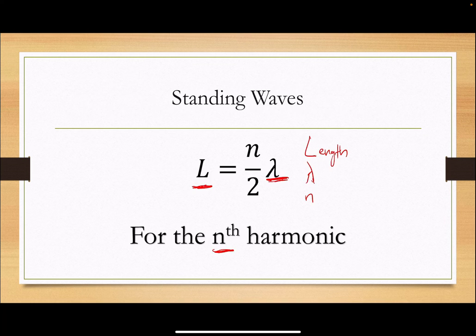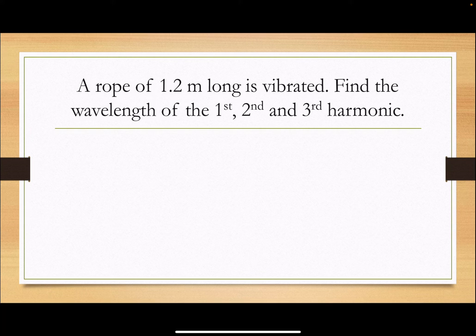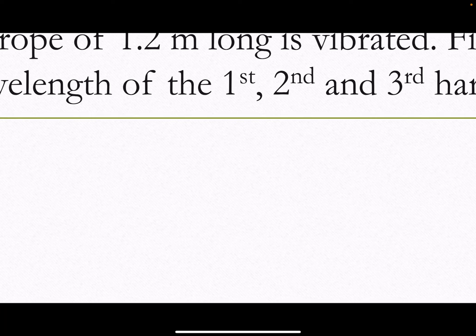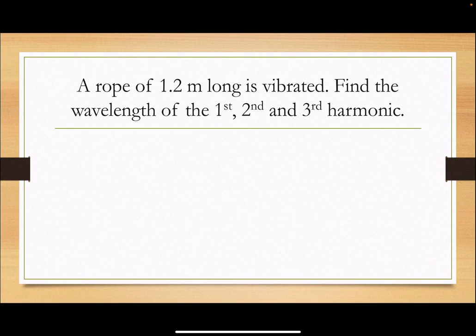So let's really do an example to try to explain that better. If we have a rope of 1.2 meters long that is vibrated, find the wavelength of the first, second, and third harmonic. Okay. So what I'm saying is I have some sort of rope that's vibrating over here. Okay. It could be going as many times as we want.